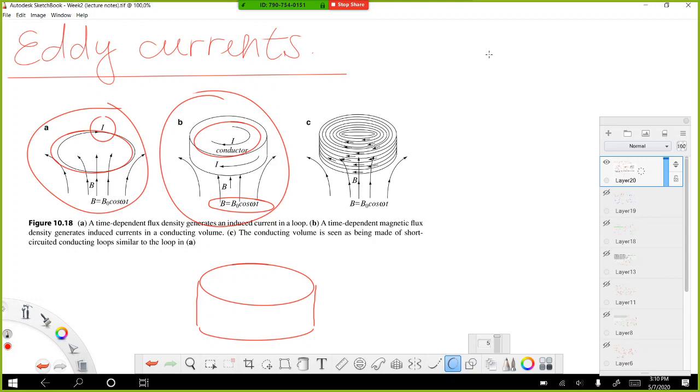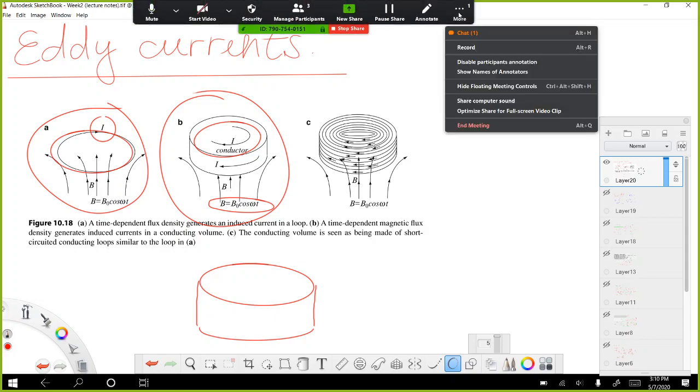Let's read a definition for eddy currents. So the figure A, if the loop is closed in a circuit, the induced electromotive force produces an induced current.